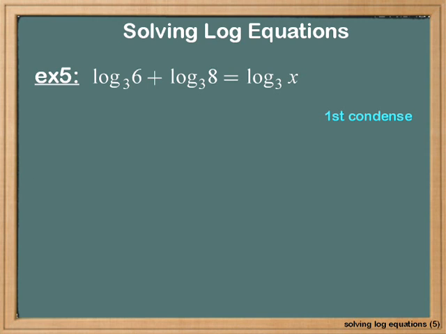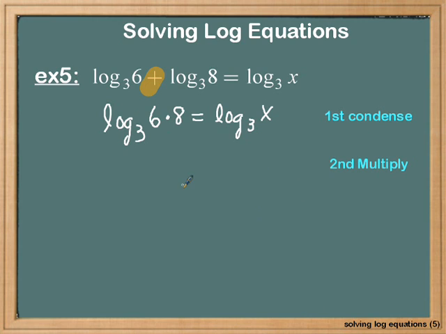So what does a plus sign mean? We remember that a plus sign means that we have to go ahead and make this multiplication. So I'm going to write log base 3, 6 times 8 equals log base 3 of x. So there I did. I condensed. And the next thing I want to do is to multiply this out. So log base 3 of 48 equals log base 3 of x.